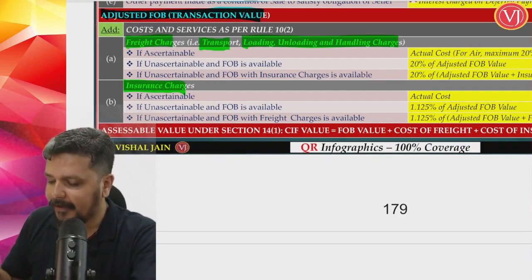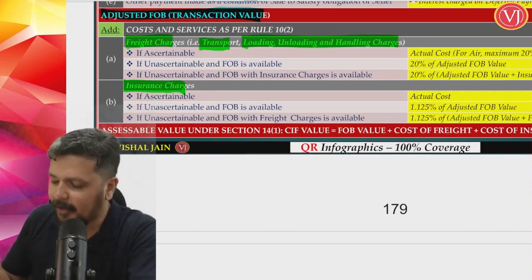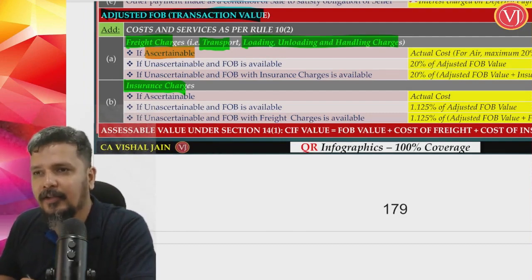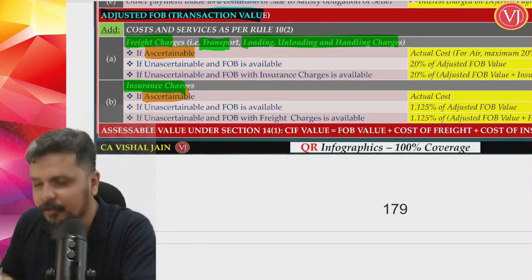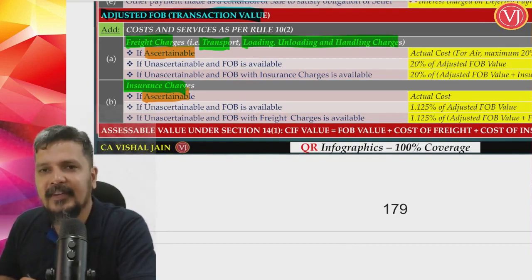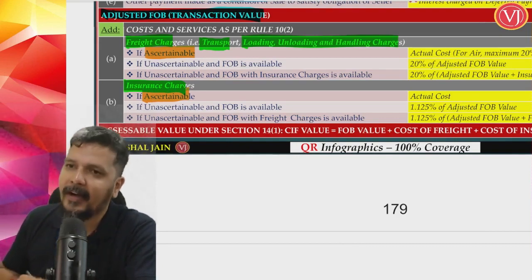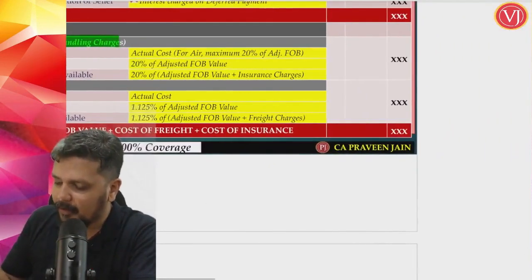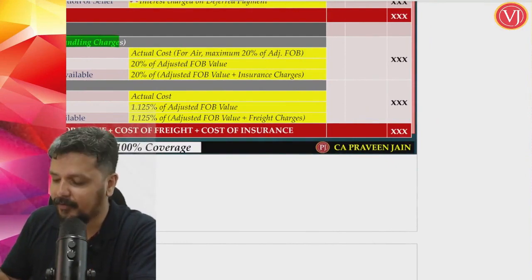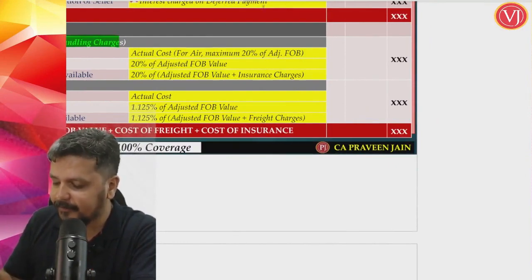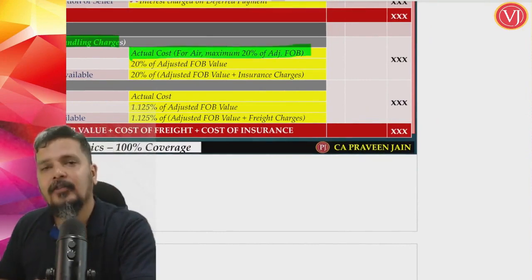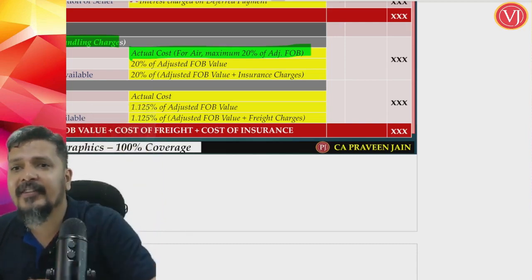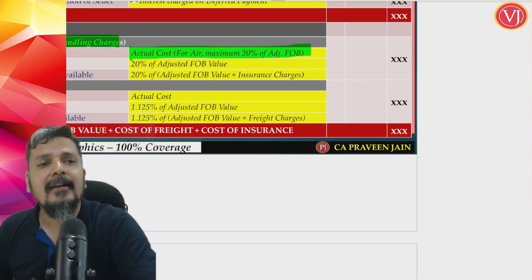If the freight amount is given in the question, take the actual freight amount. If insurance is given in the question, take the actual insurance amount. If it is ascertainable, take the actual value. But wait, for freight there is a catch. Even if freight is known, if it is a case of air transportation, freight that will be added is actual cost or 20% of adjusted FOB, not the original FOB. What is adjusted FOB? FOB plus 10(1).